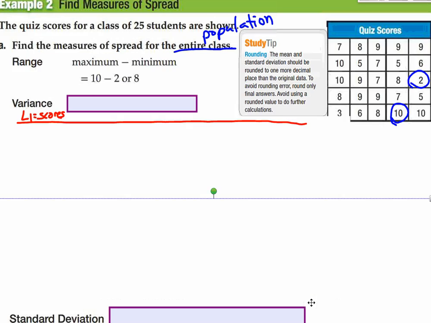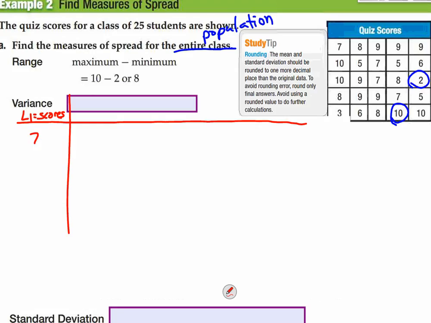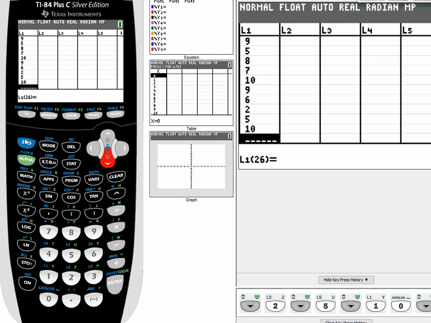So I have those scores in list one, and I think I went down the column, 7, 10, 10, and so on. That's all I'm going to put there. So the first thing I need for the variance is the mean. We're going to call that mu, and we're going to make the calculator find the mean. It always calls the mean x bar, but that's okay. So I'm going to go to this, and I'm going to just tell you how to do that.